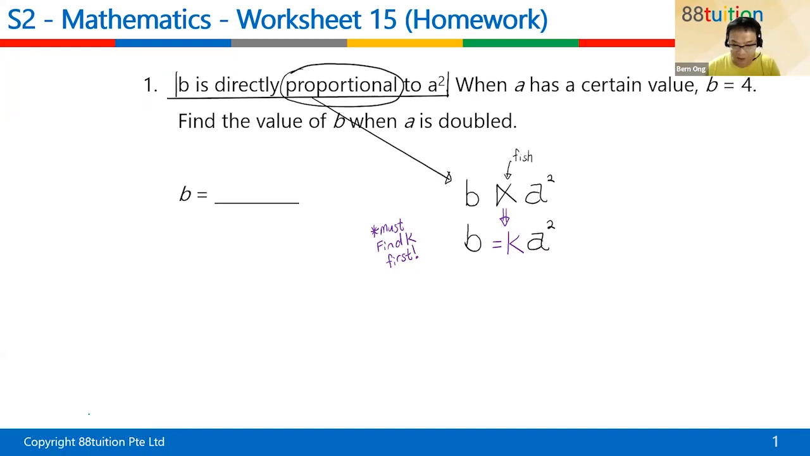What did the question say? When A has a certain value, B is 4. What is the meaning of a certain value? You are right, I also don't know. So can I ask you? Adia, give me your favorite number. Can you please make it small? Adia, can you please key into the chat your favorite number, or you can speak up.